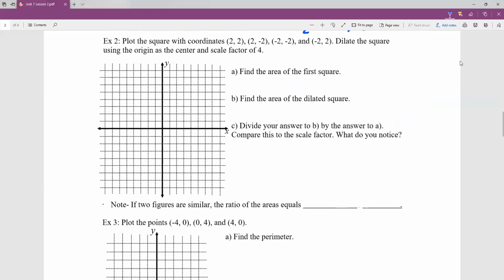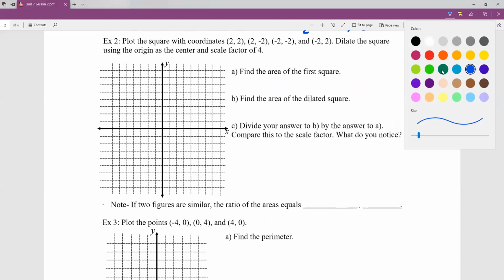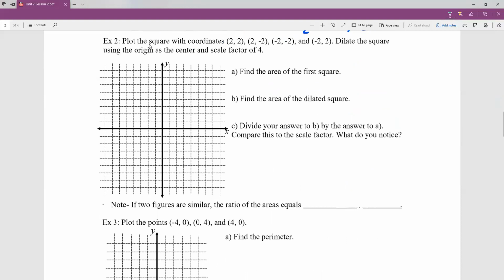Let's move on to some different figures and some different problems here. Now we are going to be plotting a square with the coordinates of that, and we are going to dilate the square using the origin as a center and a scale factor of 4. All right, so the first thing we got to do is plot all these points of our original square. So we're going to start it off doing that. 2, 2, 2, -2, -2, -2, and -2, +2. So there we go. We got this square here.